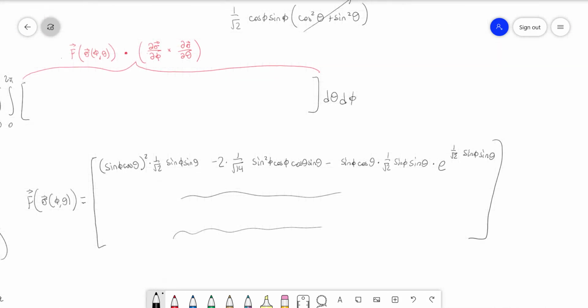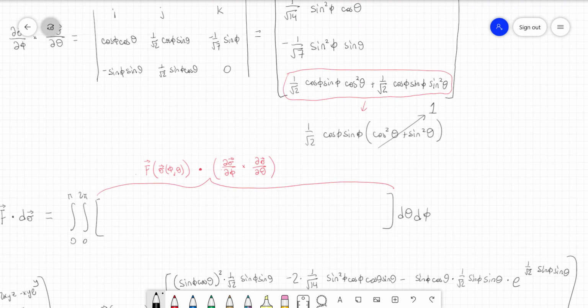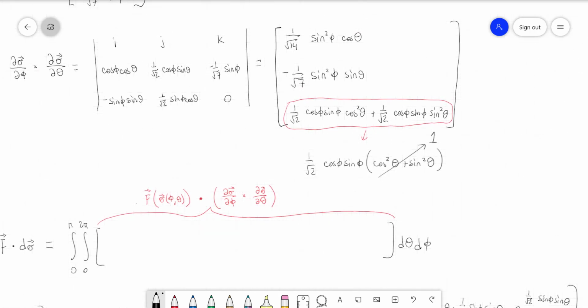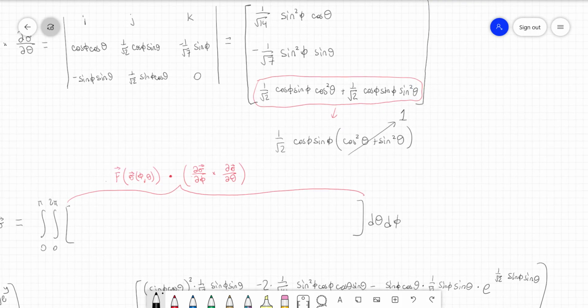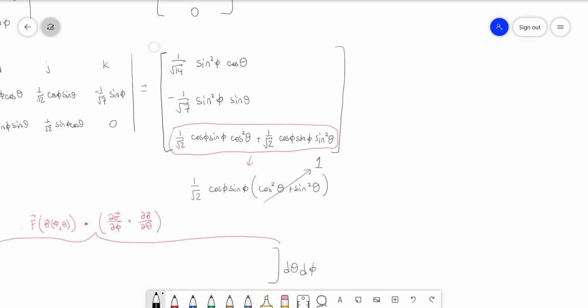And then whatever resulting vector you get from this, you're going to need to do a dot product with the cross product vector that we computed up here. Let's see here, I wonder if I can copy paste. I'm not an expert at this stuff yet, so let's see.